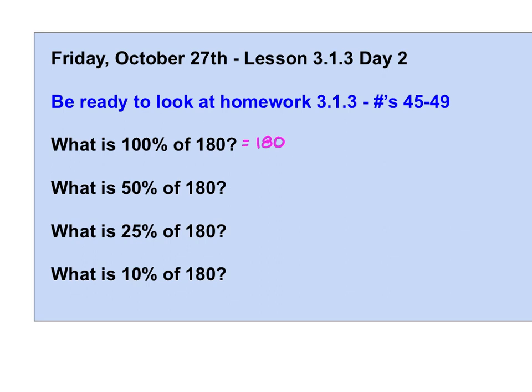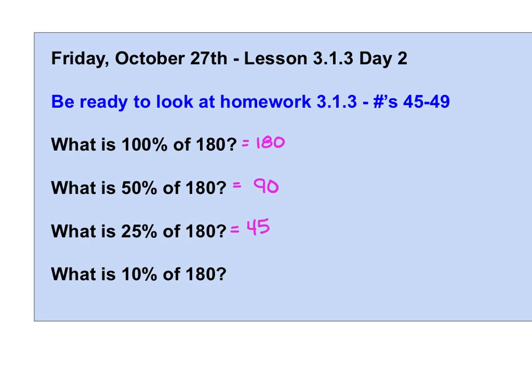What is 50% of 180? So you're going to cut 180 in half. So that's 90. What is 25% of 180? Well, we're going to use what we know about 50%. If 50% is 90, half of 50 is 25, half of 90 is 45.